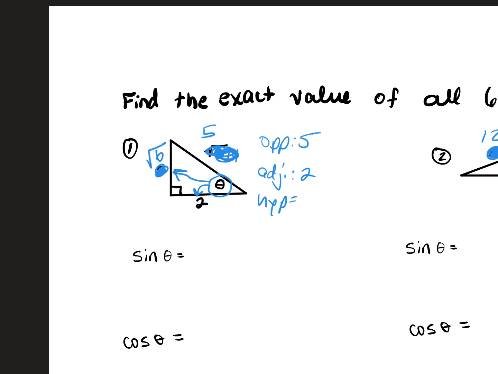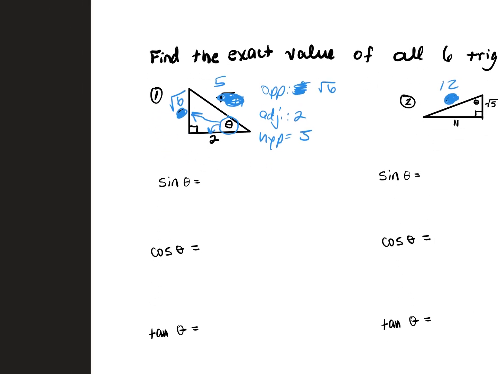Agreed? All right, so our opposite side is going to be the square root of 6, and then our hypotenuse is going to be 5. So mathematically, it makes sense. If you're going to find all 6 trig functions, and it says exact value, that means no decimals. So what is your sine? Opposite over hypotenuse, yeah? So what's the opposite? Square root of 6 over 5.